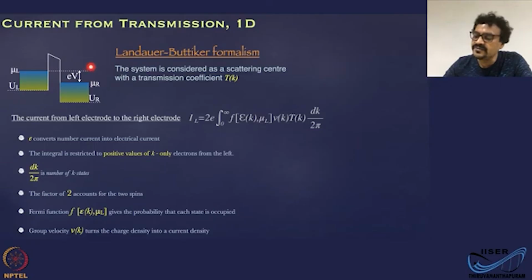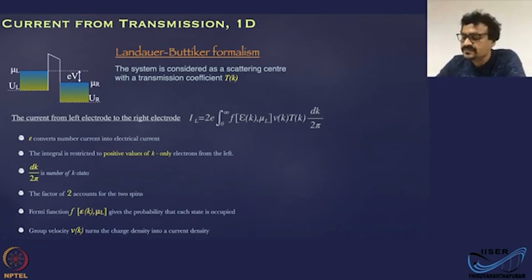And you have applied a small bias eV across the system, where mu L is the electrochemical potential on the left side and mu R on the right side, and UL and UR are the conduction band edges on the source and the drain side. The transport is going from left to right, but you also have right to left transport too. The predominant transport in this case will be from left to right, but you need to consider transport in both directions for a complete picture.